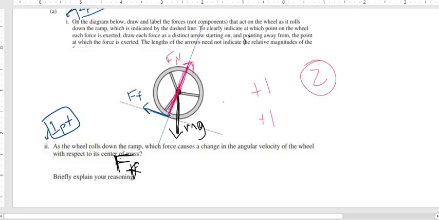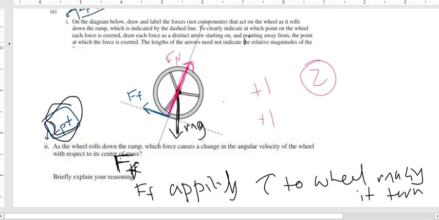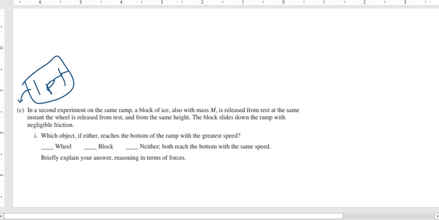So briefly explain your reasoning. And I would put: force of friction applies a torque to the wheel, making it turn, or roll or whatever. So you get your one point for that. But yeah, watch where you write stuff and look out for them giving you answers.